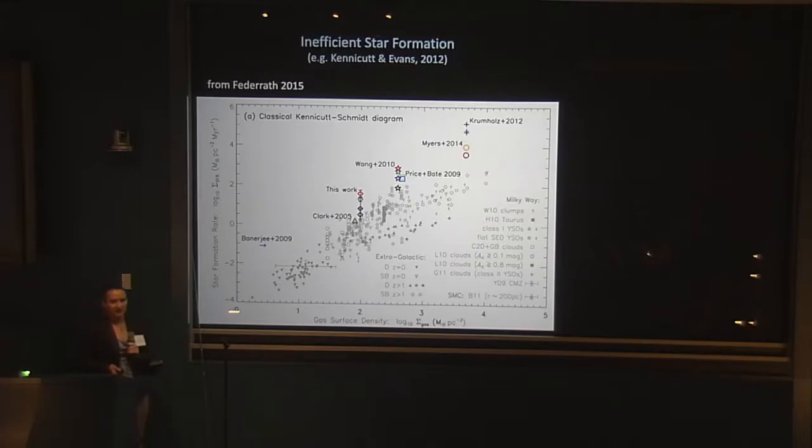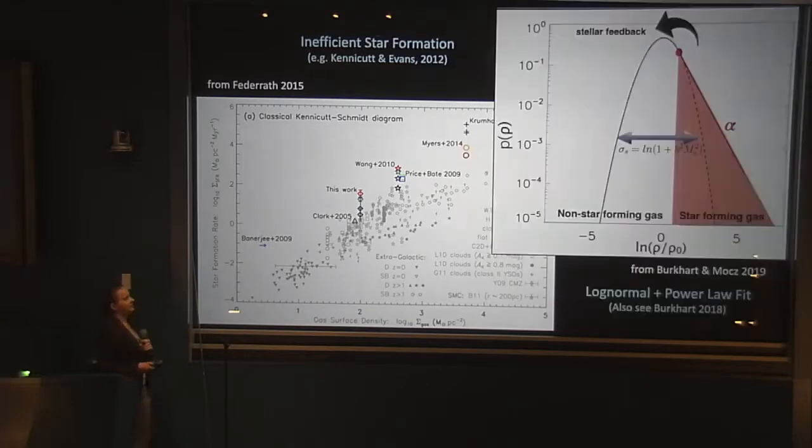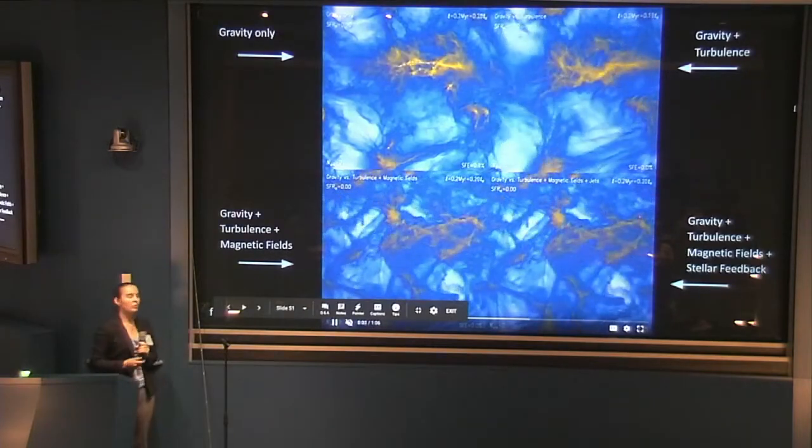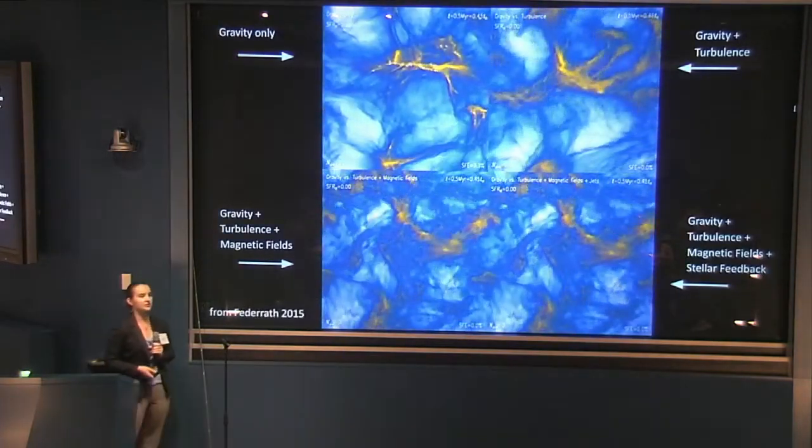At this point, most analytical models for star formation efficiency and star formation rates have included stellar feedback as a fudge factor. The work that I've been doing lately is to test a new analytic model presented first in Burkhart 2018, which proposes a dynamic log normal plus power law PDF, which would take into account the competition between gravity and feedback and turbulence. To test this, I'm looking again at the simulations presented in Federath 2015. So there are 4 simulations, and we can get it to play. Cool. One which includes only gravity, which you can see collapses to form stars very rapidly.